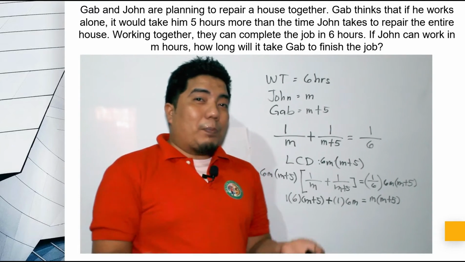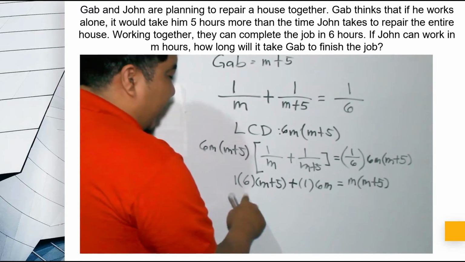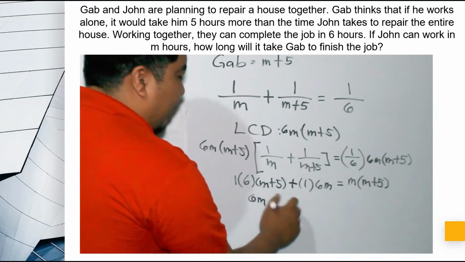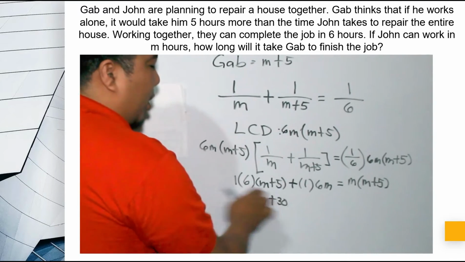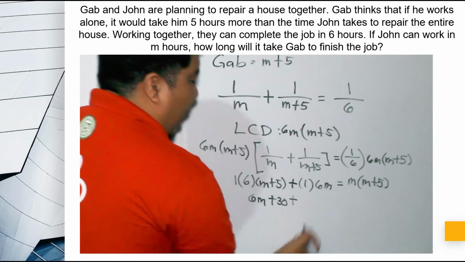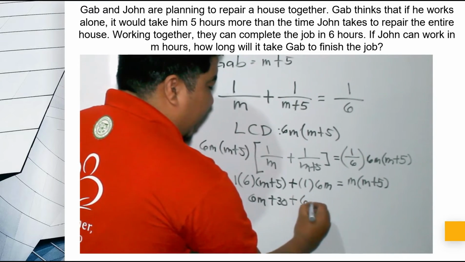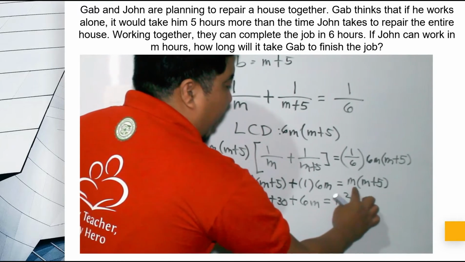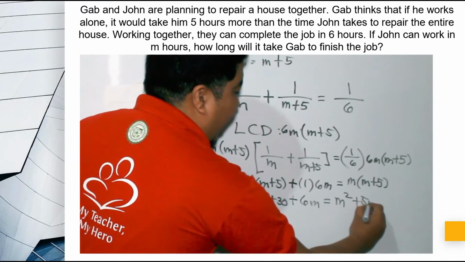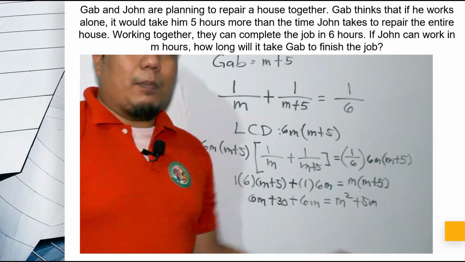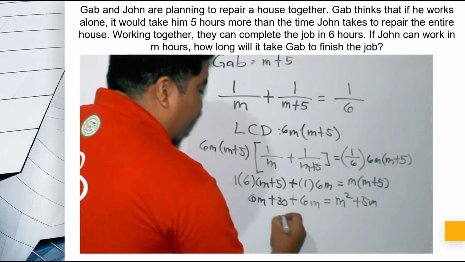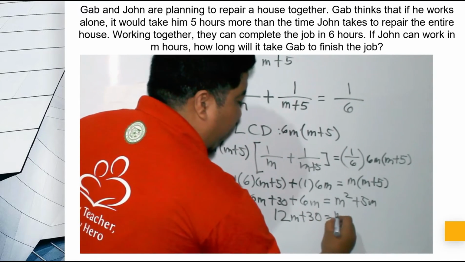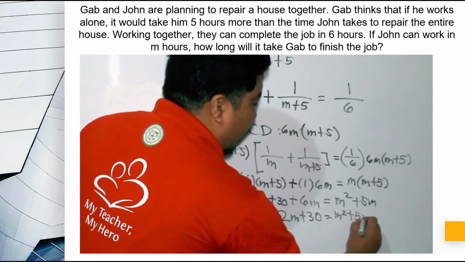What we need to do here is to simplify the terms. Okay, so 1 times 6, that is 6. So 6 times m, that is 6m. 6 times 5, that is 30. So I'm finished with this part. I will copy the plus. 1 times 6m, that is 6m. Okay. I have here m times m, that is m squared. M times 5, that is 5m. Okay. So now I will simplify the whole equation. This will become 12m plus 30 is equal to m squared plus 5m.